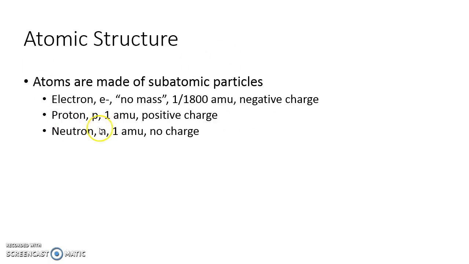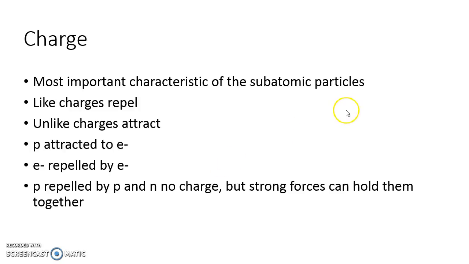There are protons, and they have positive charge and a mass of 1 AMU, and there are neutrons that have no charge and a mass of 1 AMU. So understand that atoms are made of these 3 particles and know their characteristics. The most important characteristic of the subatomic particles is their charge. This is what gives structure to the atom. Like charges repel and unlike charges attract. That means electrons are repelled by electrons, protons are repelled by protons, and protons and electrons are drawn to each other. The neutrons have no charge, but they're held in the atom by some strong forces that have nothing to do with charge.